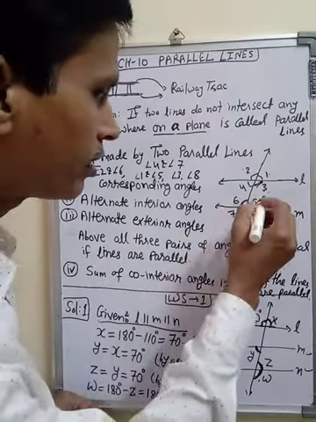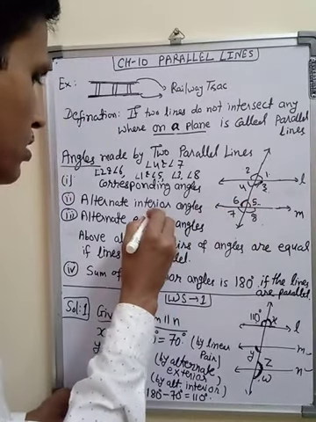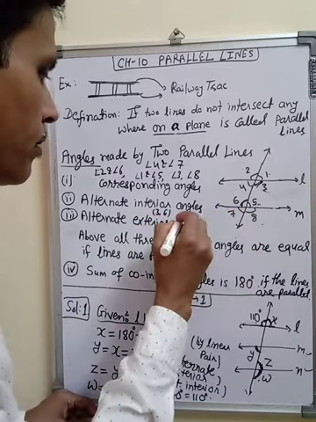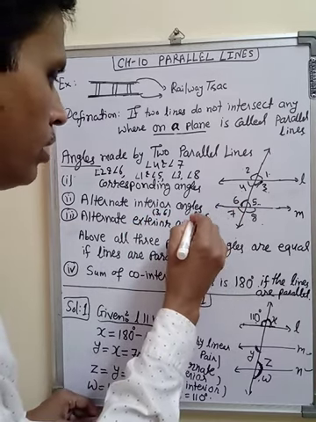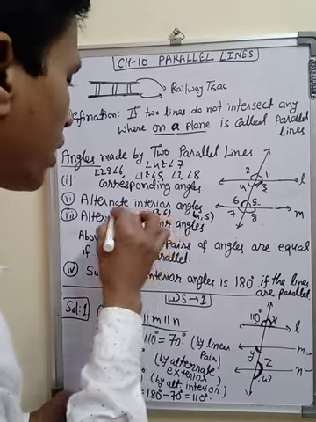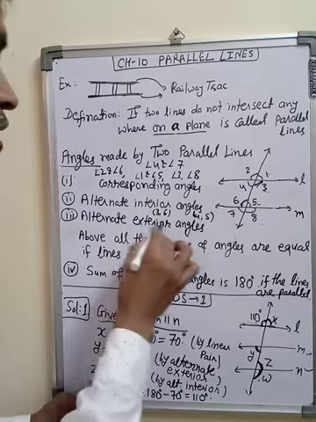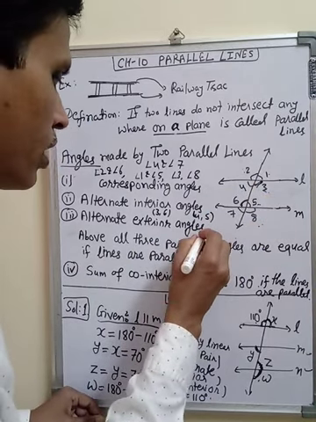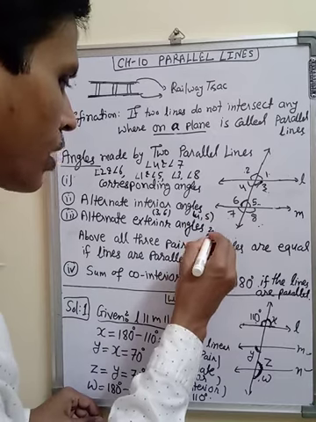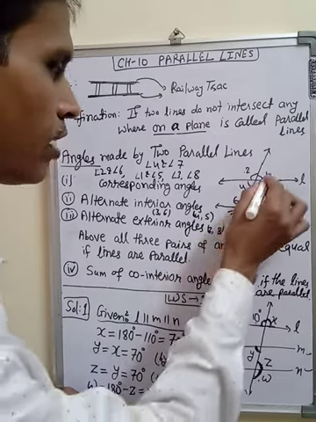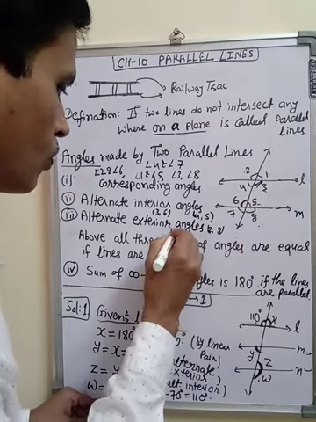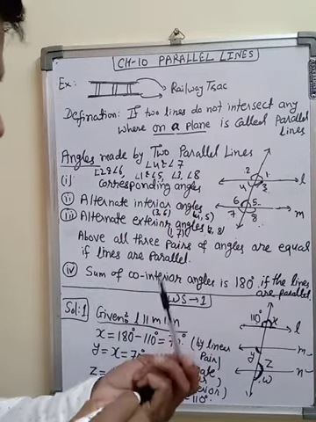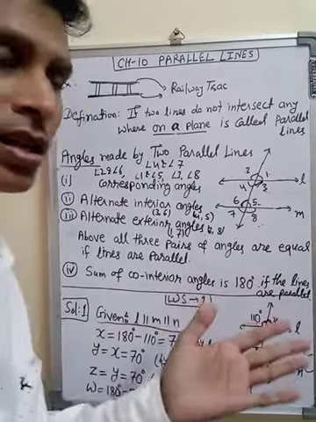Alternate interior angles are 3 and 6, and 4 and 5. These are the pairs of alternate interior angles. What are the alternate exterior angles? 2 and 8, and here 1 and 7. So these are the pairs of different angles. This we have already learnt in class 6.